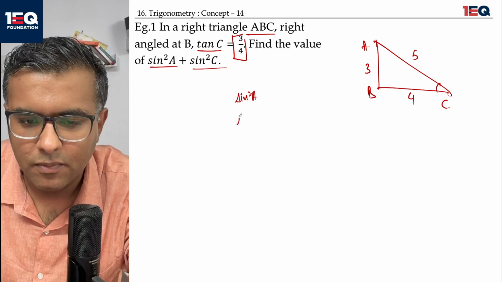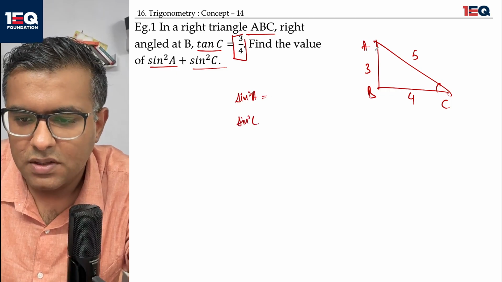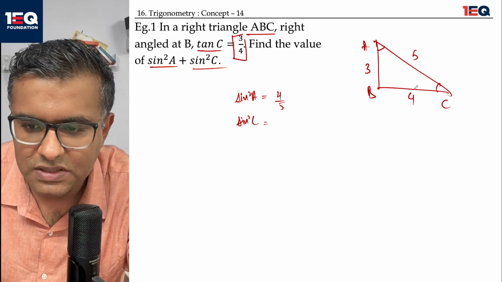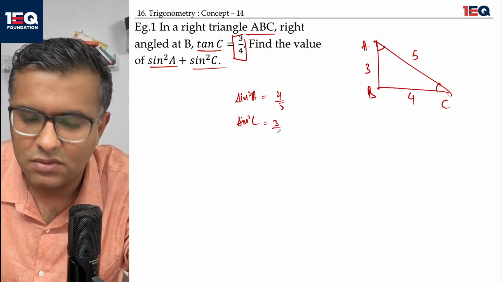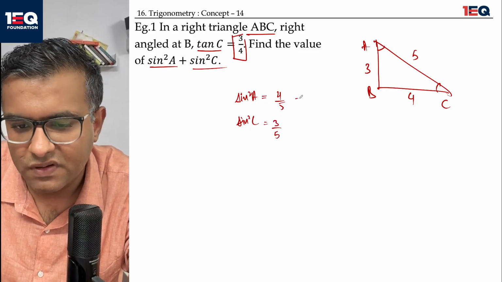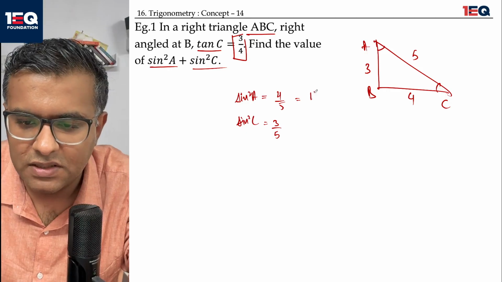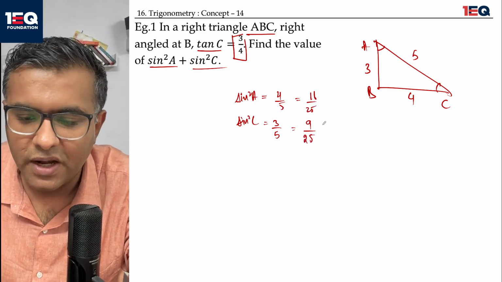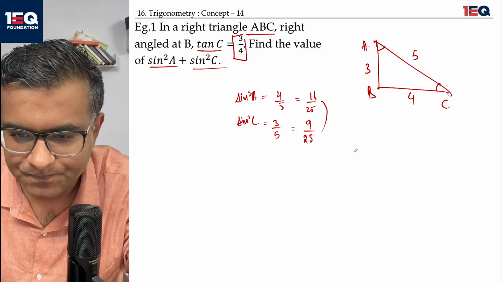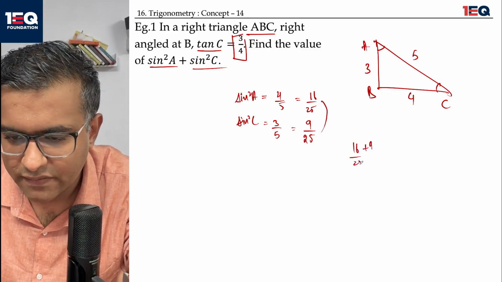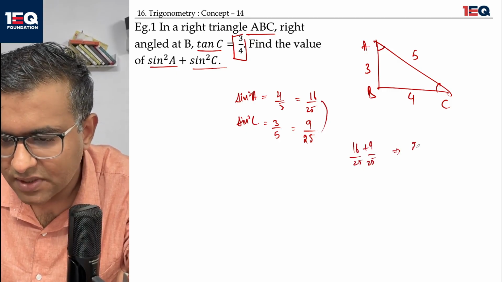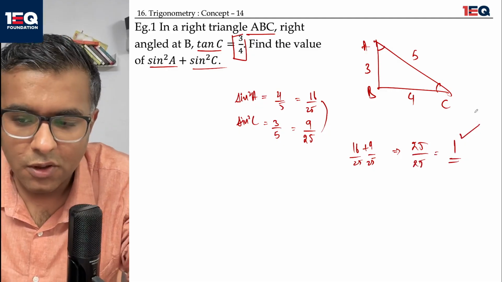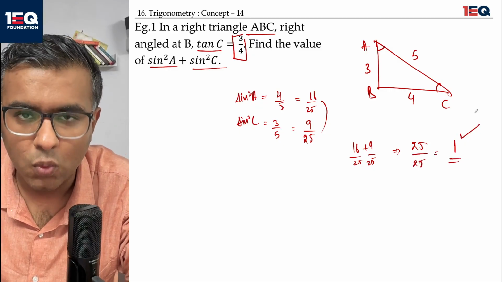So sine square A, sine square C. Sine square A is opposite upon hypotenuse, which is 4 by 5. Sine square C is again opposite over hypotenuse. The hypotenuse doesn't change, the opposite side changes. 3 over 5. This is equal to 4 over 5 squared being 16 over 25, and another 9 over 25. Yeah, I need to add both of them up. 16 plus 9 with a common denominator of 25 makes 25 over 25, which is equal to 1.